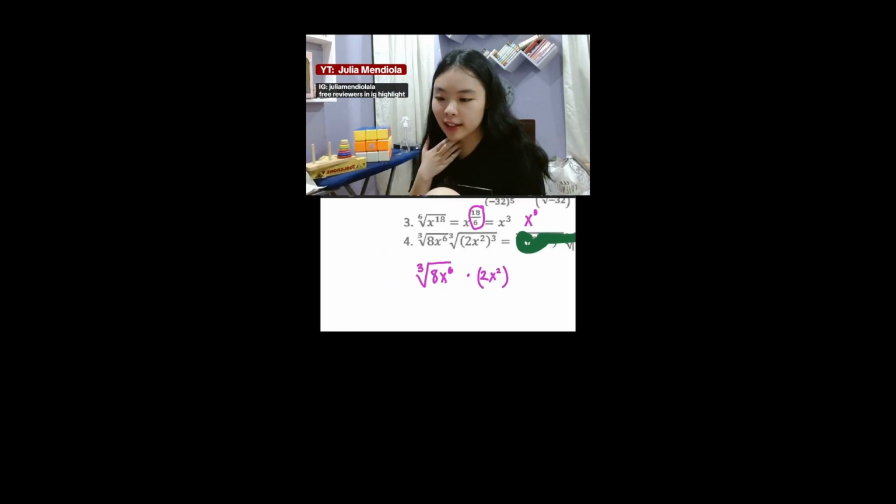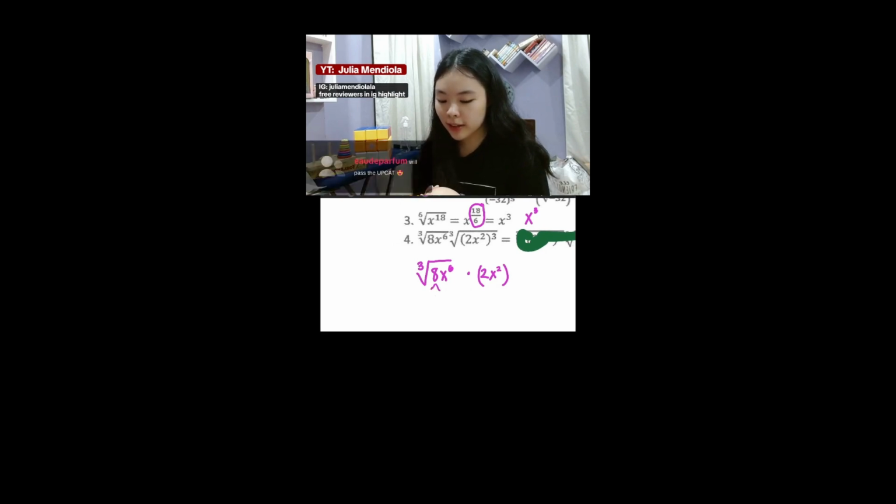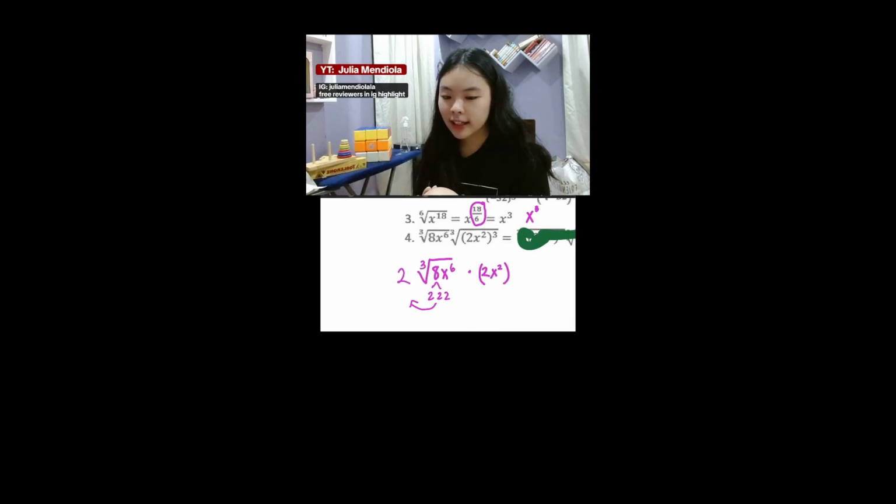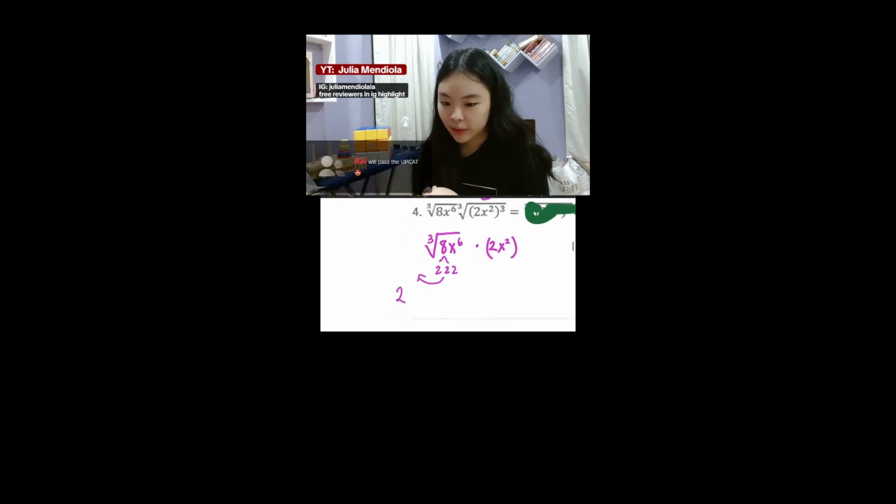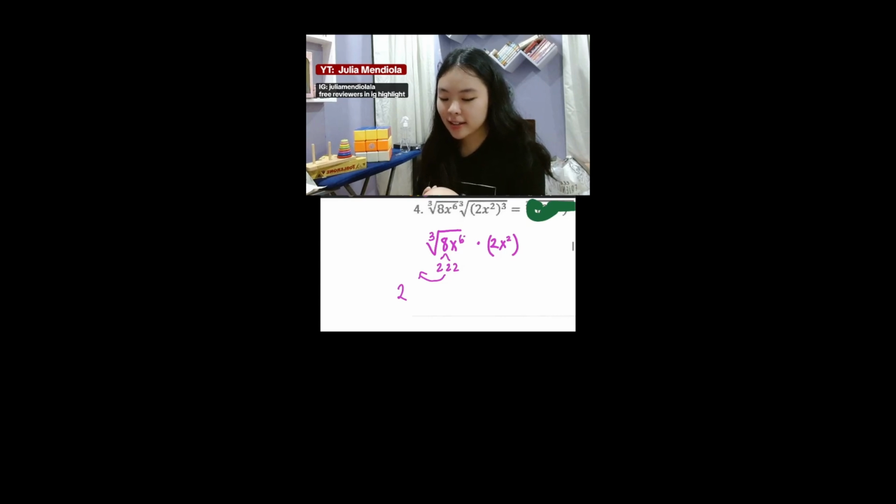Now, let's simplify this one. Ilang 2 ang meron sa 8? That's 2 times 2 times 2. And then, pwede na natin siya ilabas, diba? That will be 2. Dahil tatlong 2 na to, pwede sila lumabas ng gate kasi tatlo sila. And then, lastly, x raised to 6, ilan na lang ang matitira pag nilabas na siya? Pag nilabas na yung 2 sa radical, x6, lalabas sa gate ng 3, what will it be?